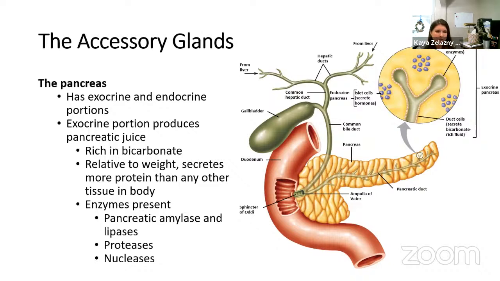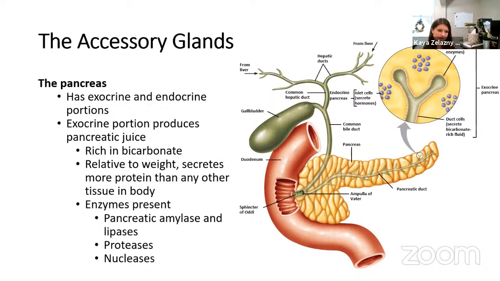So the pancreatic juice, like our saliva, is rich in bicarbonate. So this is largely to help us neutralize that stomach acid that's coming through into the duodenum. Relative to its weight, the pancreas actually secretes more protein than any other tissue of the body, and that's because it's secreting a lot of enzymes.